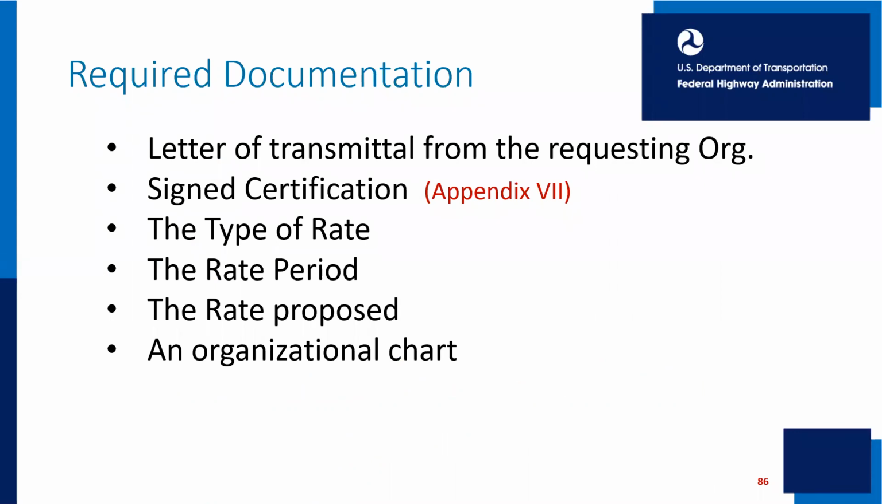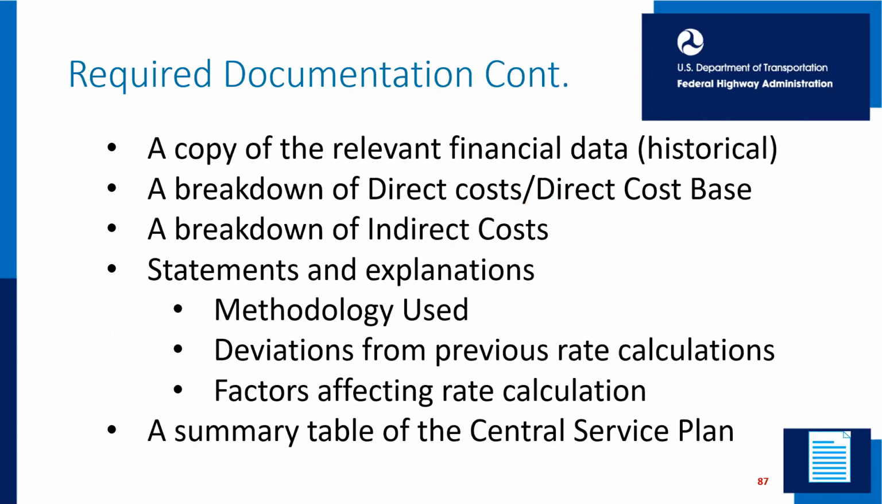But what we'll see when we go in there is a letter of transmittal from the requesting organization. You're going to see the certification by that requesting organization. We'll look at that. And then there's this quick summary in the front that talks about the type of rate, the rate period, the rate proposed. There's an organization chart that's required. Let's take a look at page number 2 before I go in there. It's a copy of relevant financial data.